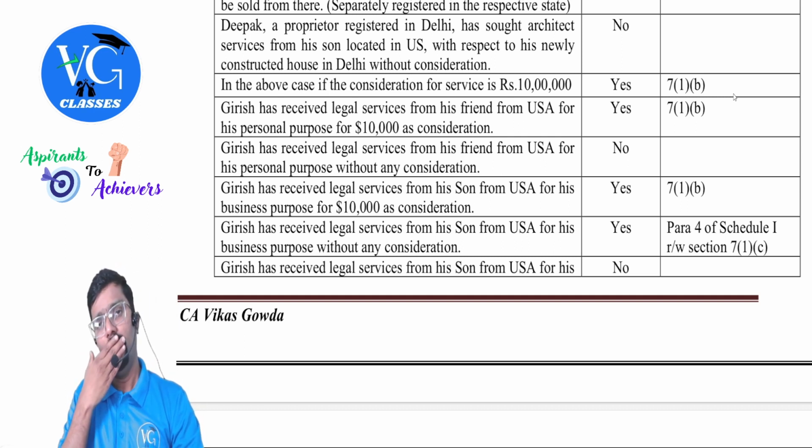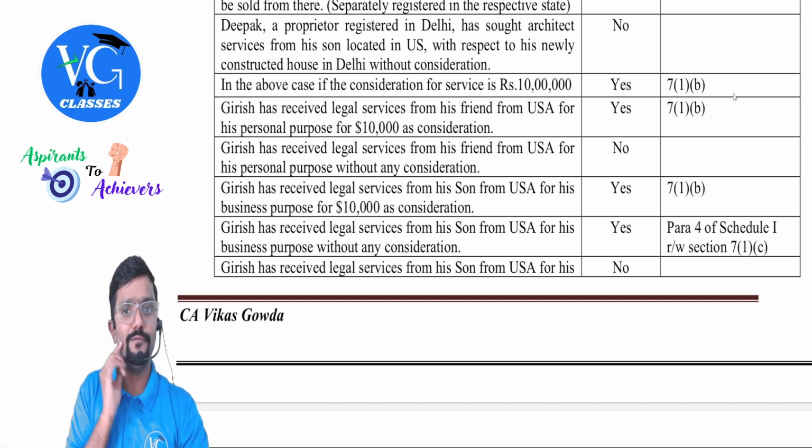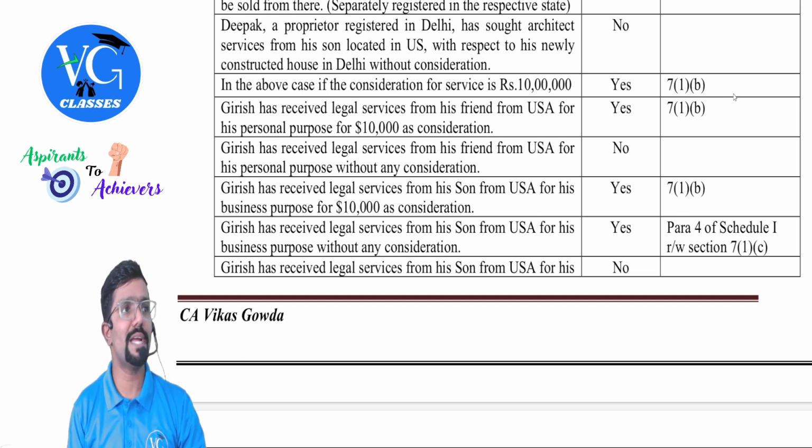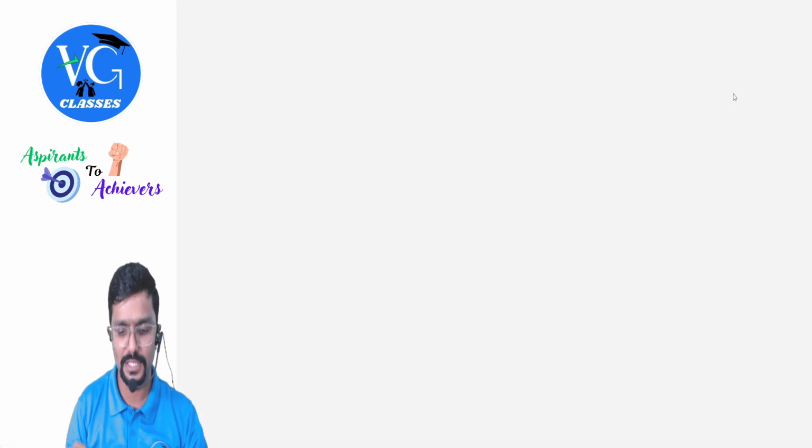Son is a related person, provided he is dependent on father. But here it is for a personal purpose. Is para 4 attracted? No. Para 4 is not attracted, guys. We learned it right through the chart. Just a minute. I will show it.